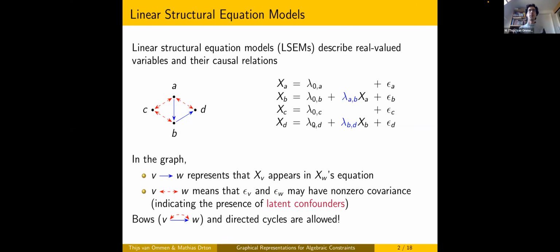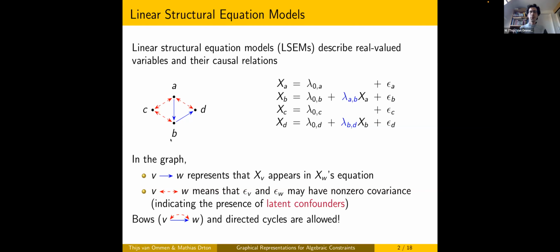For such a model, we can draw a graph like the following. In this graph, the directed edges represent that, for instance, variable A appears in the equation of variable B. And the bidirected edges represent that the corresponding noise terms may have non-zero covariance. So those are the ones that may be correlated. The ones that do not have a bidirected edge between them are required to be uncorrelated.